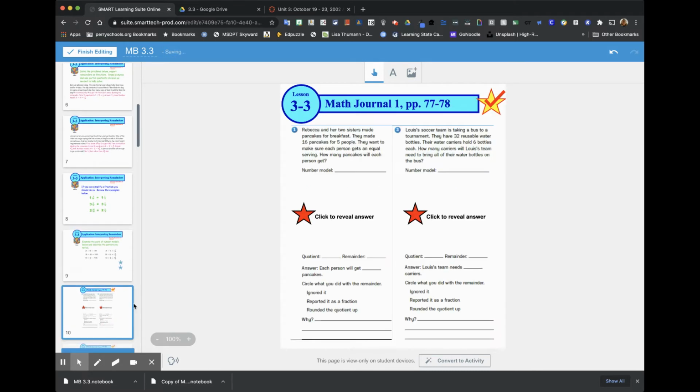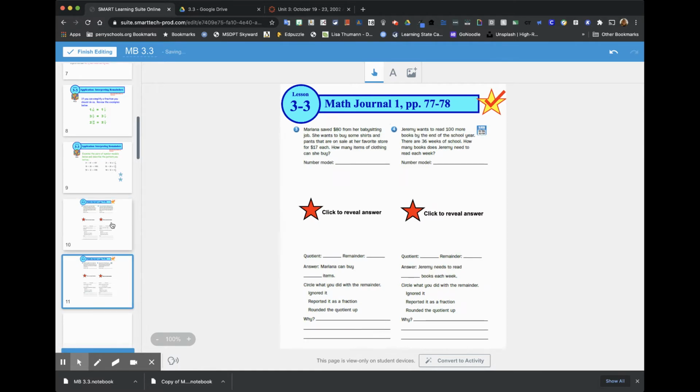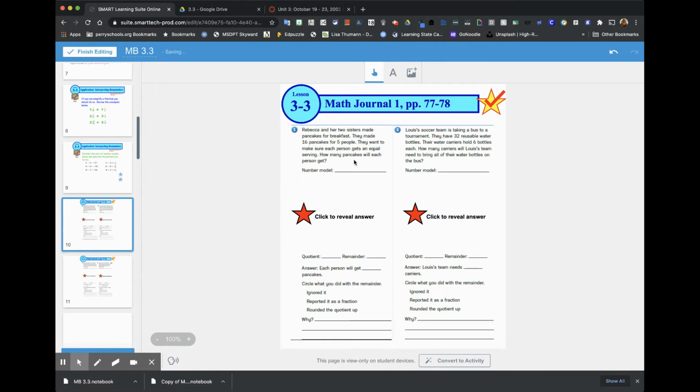So now it's your turn. You're going to turn to page 77 and 78. We're going to do one of these together. Don't worry. But there's 4 problems here. And I want you to see that there's the number story. You need to do a number model. You need to figure out, we've done these similar when we were doing our division, where you find the quotient and the remainder. But now you'll notice that there's not just round it up and ignore it. Now we've added a third one that says reported as a fraction.